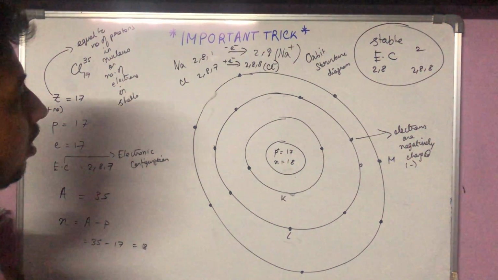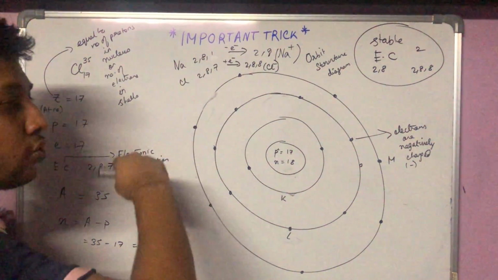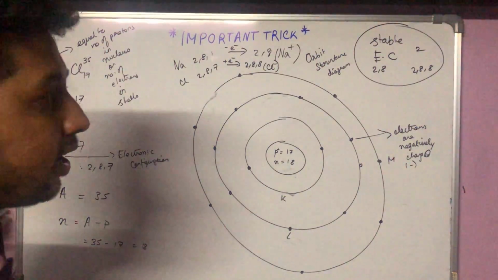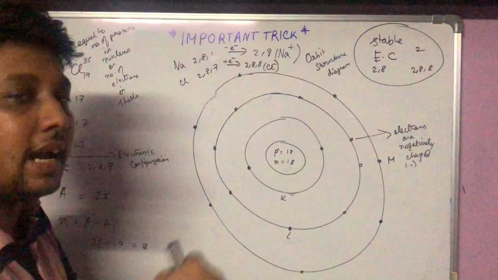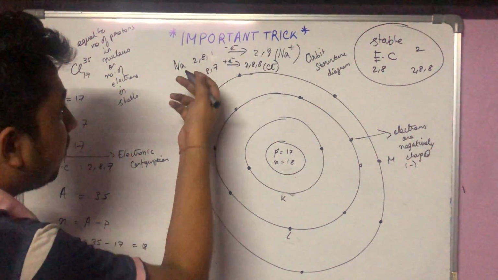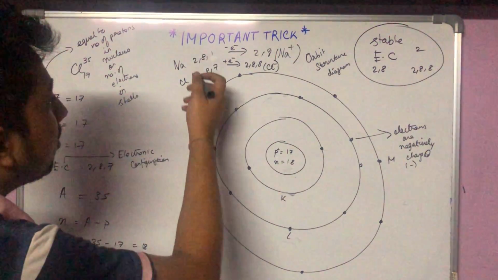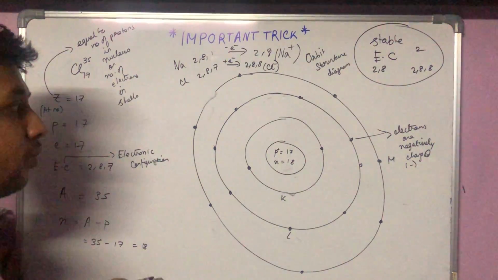Now, what will happen? Because sodium wants to lose 1 electron and chlorine wants to gain 1 electron, so sodium will give away 1 electron and chlorine will take that electron itself. That is a kind of a partnership between them. So Na+ and Cl- will be formed.